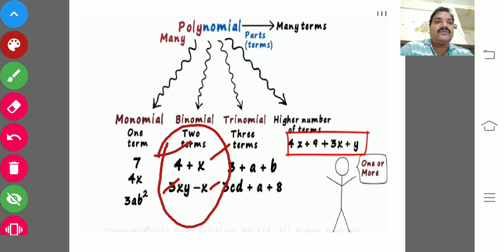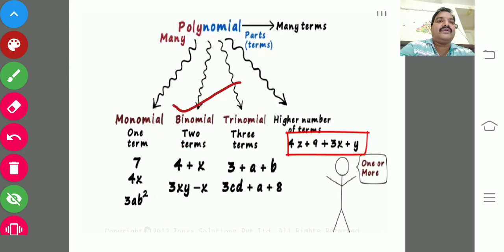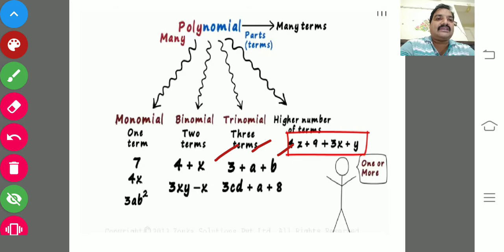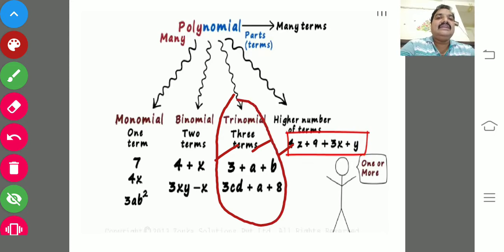if you observe, 4 and x are combined with a plus sign, and 3xy and x are combined with a minus sign. These types of algebraic expressions are called binomials. Here, if you observe 3a and b, the constant and variables are combined with a plus sign. In these algebraic expressions you have observed three terms. That's what a trinomial is, like 3cd and a and 8. So three terms you have observed in that algebraic expression. That's what a trinomial is.